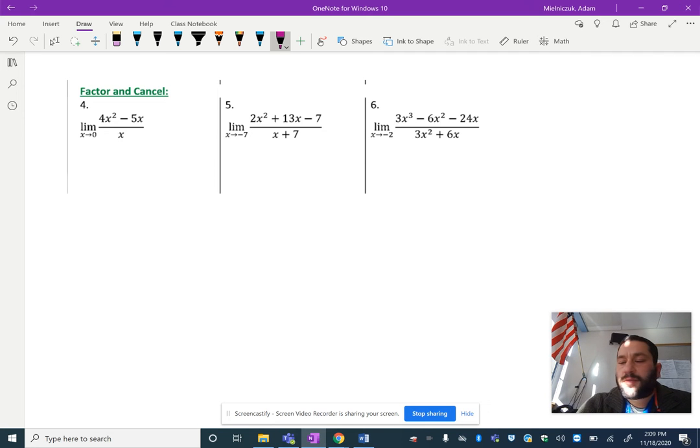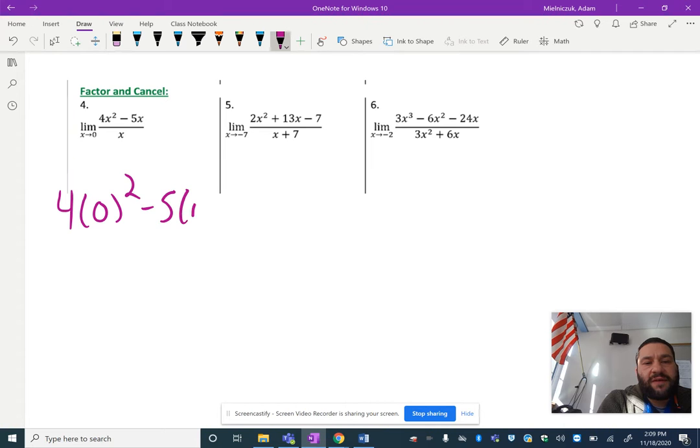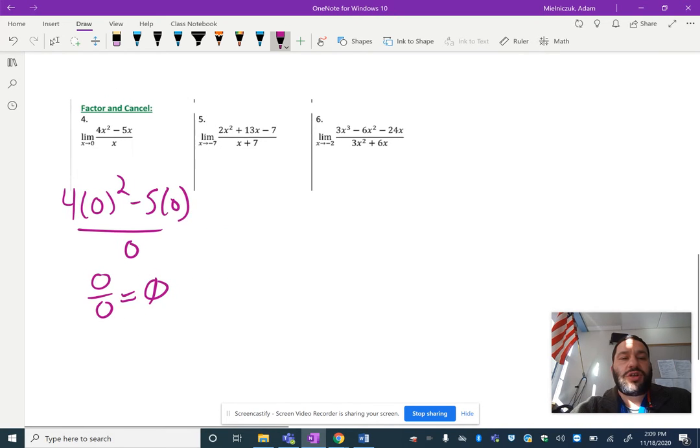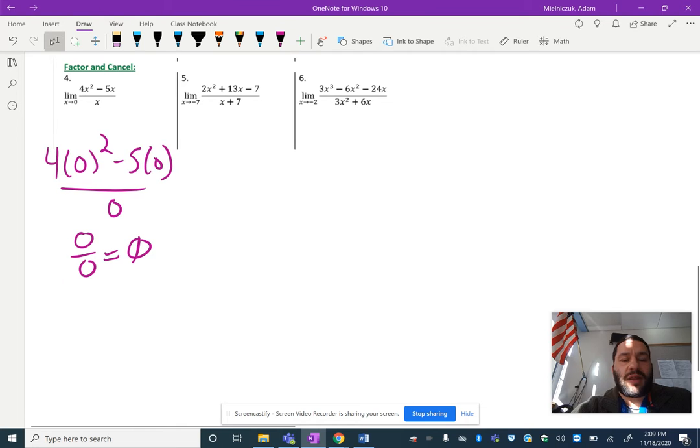Sometimes substitution isn't going to work. If we look at the first one, the limit as x approaches 0 of (4x squared minus 5x) over x, we would do 4 times 0 squared minus 5 times 0 over 0, which gives us 0 over 0, which is undefined. So that doesn't work for us, right? When that happens, another strategy to use is to factor and cancel.